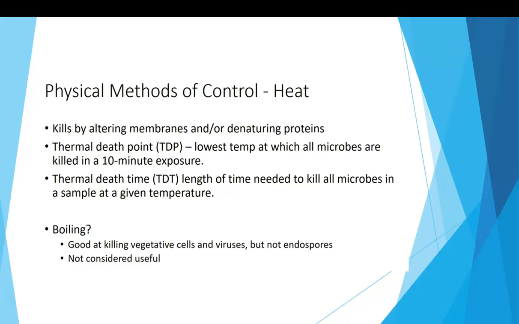Then the TDT is the opposite, so you have the same temperature. Imagine I use 80 degrees Celsius, and then I have 5 minutes, 7 minutes, 10 minutes, and 15 minutes. At 5 minutes, 50% will die. At 10 minutes, 100% will die, and at 15 minutes again 100% will die. So the lowest time that I need to kill or prevent the growth of this microorganism is 10 minutes. We call it thermal death time, or TDT.